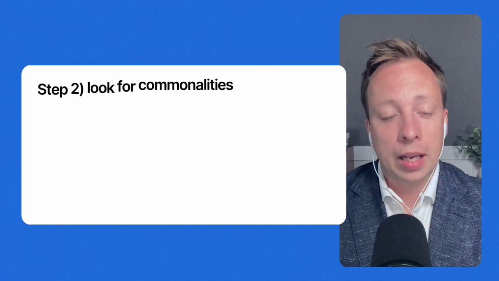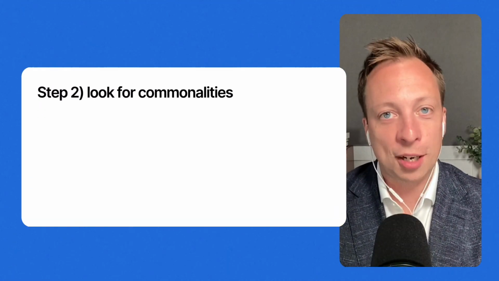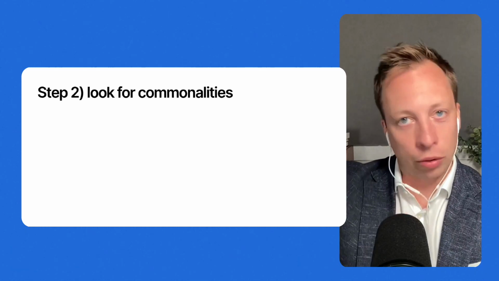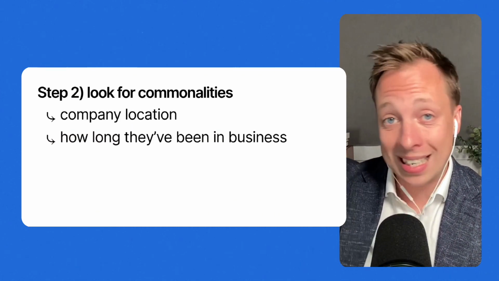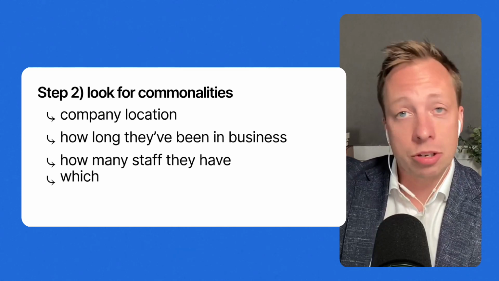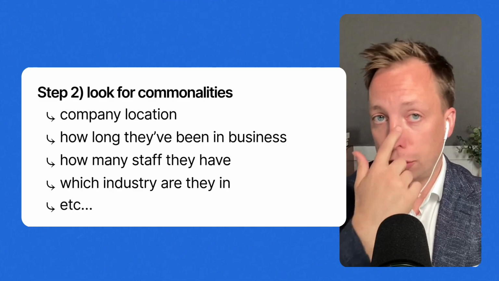Now, from there, you want to do a little bit of analysis, and that sounds really complicated, but all I really mean is, well, what are the patterns here? And you might have to add some additional columns to that Excel or Google Sheet: location, how long the business has been around, how many staff they have, the industry they're in. And you do that so long as you're looking for commonalities.